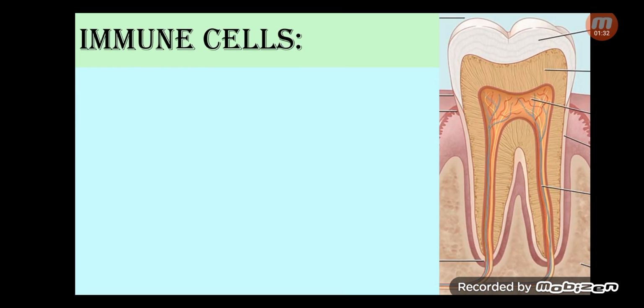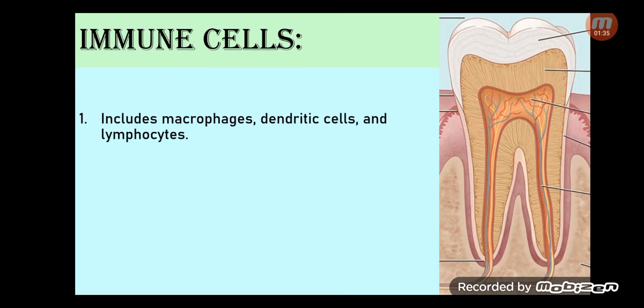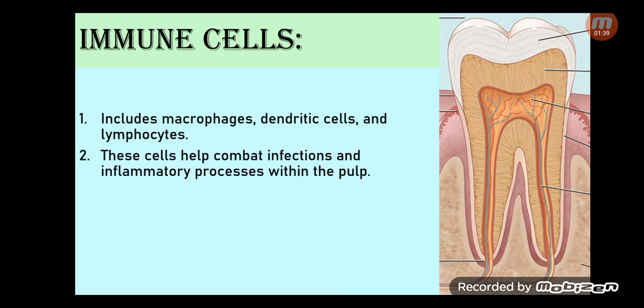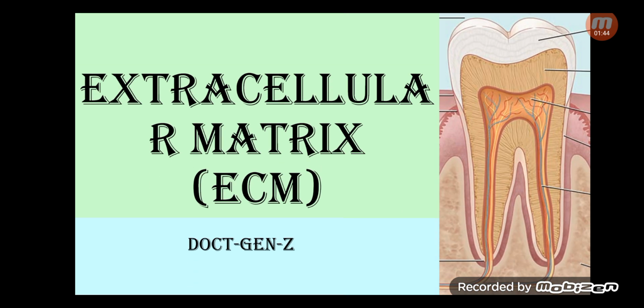Next we have the immune cells in dental pulp. That may include macrophages, dendritic cells, and lymphocytes. These cells help combat infection and inflammatory processes within the pulp.